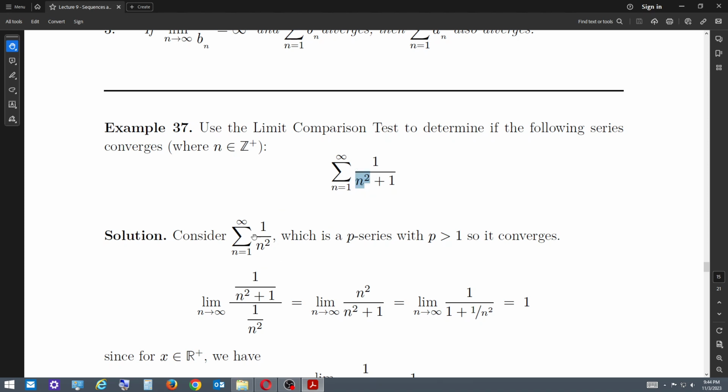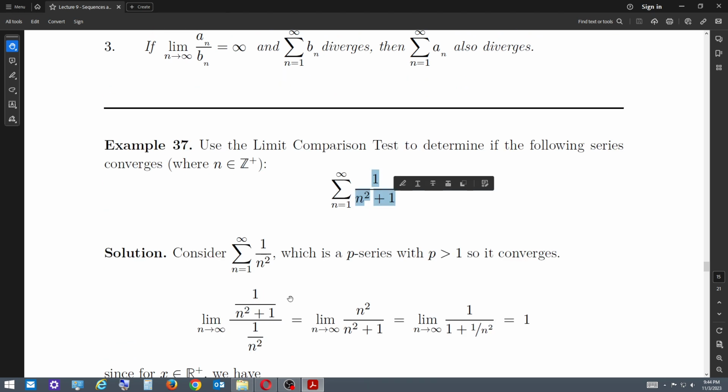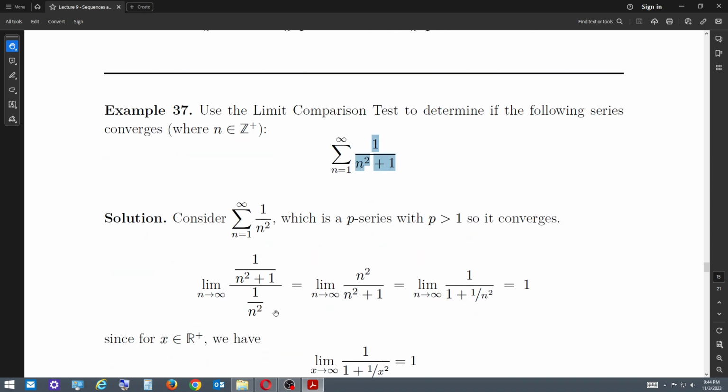Now we know the sum of 1 over n squared is a convergent p-series, because p is greater than 1. And we're going to use this as bn. In this case, it doesn't matter which one you use as an and bn. It'll work out regardless. So we have the limit as n goes to infinity of an over bn. We need to simplify that.